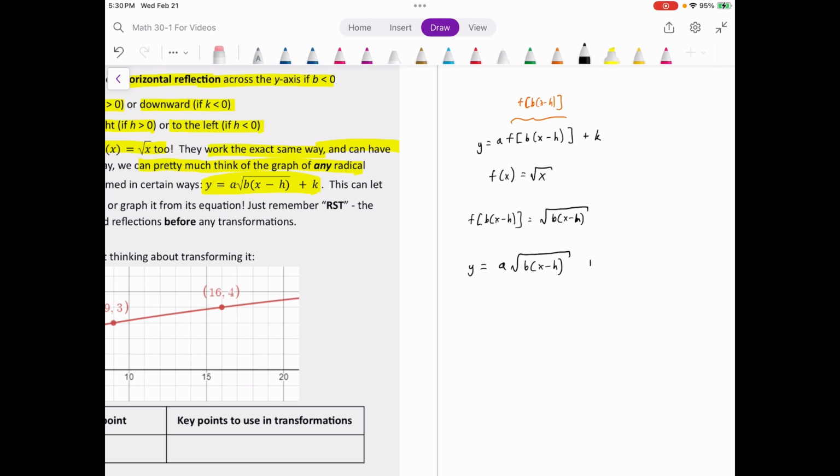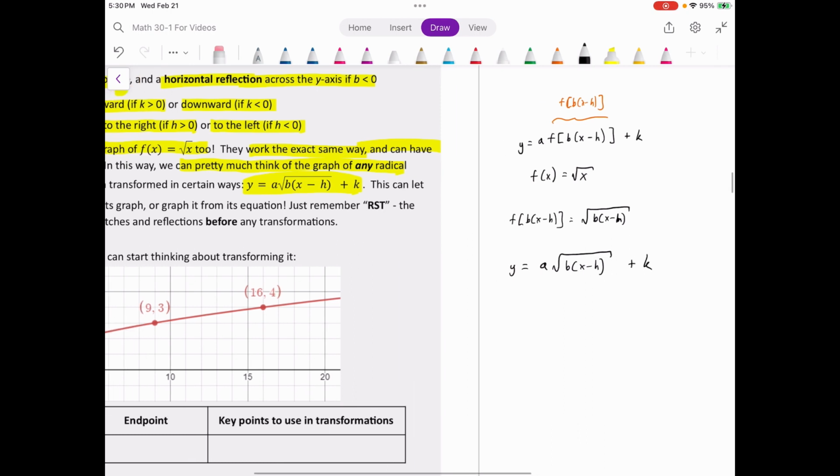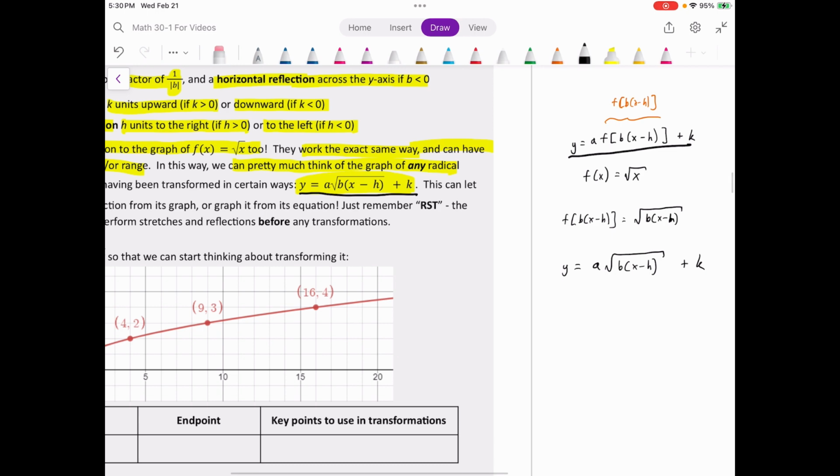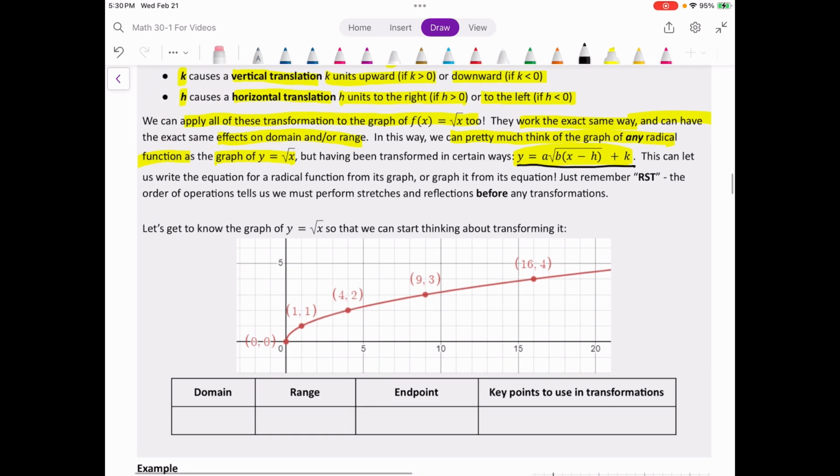And then I'm going to add k. And that's where this comes from. So this is like the general form, but it's specifically applied to y equals root x, which is kind of what we're trying to think about here now that we're moving into radical functions. Again, we're going to use y equals root x as kind of our reference, right? How is this more complicated radical function like y equals root x having been transformed?